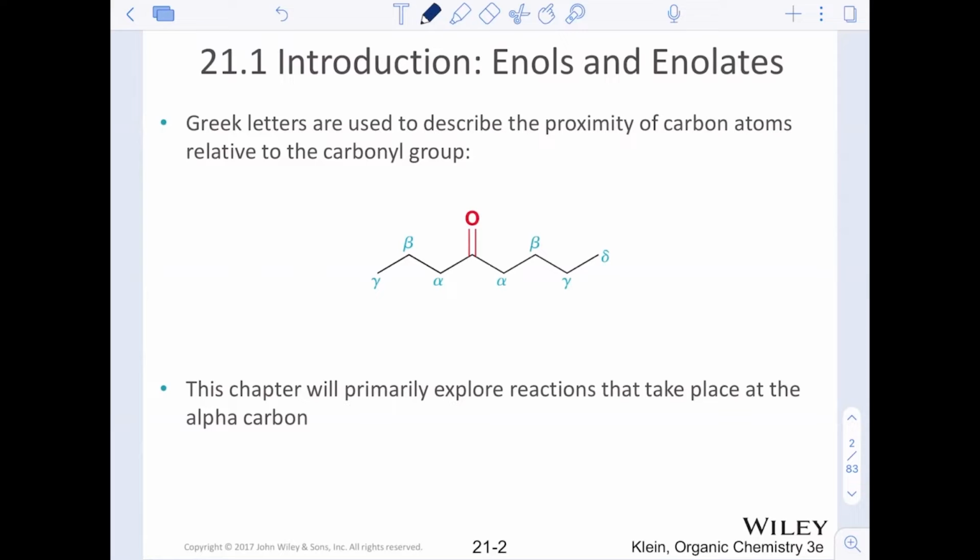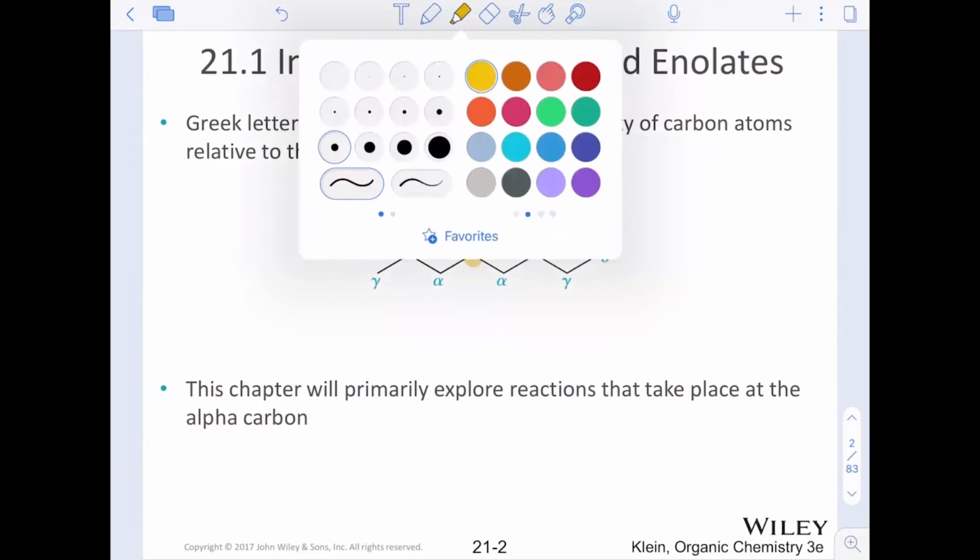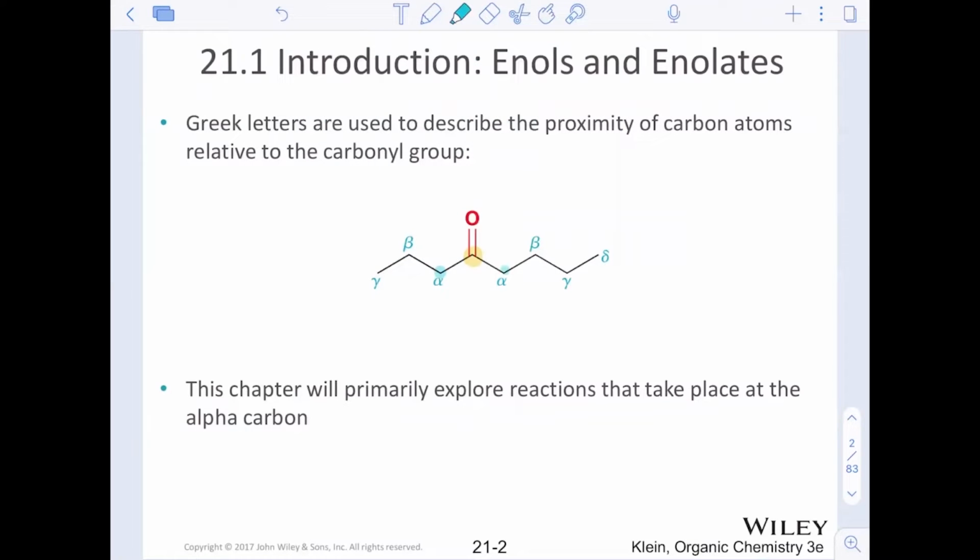So when we're talking about alpha carbons, this is where an enol or an enolate is going to start to react with the alpha carbon or be a part of the functional group. Greek letters are used to describe the proximity of carbons relative to the carbonyl. So the carbonyl is kind of like our home plate here. That was our electrophile in the previous chapters. Now the alpha carbon that we are going to be discussing in this chapter is the adjacent next door carbon. That's what we're talking about. And this chapter is going to explore the reactivity at this specific position.